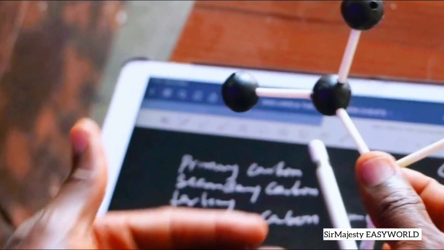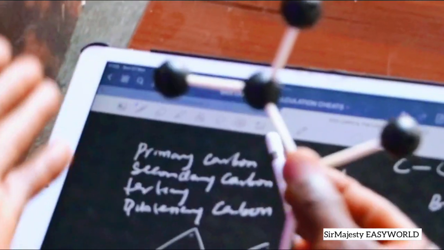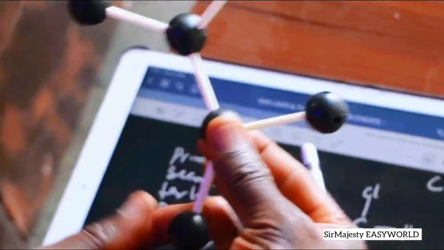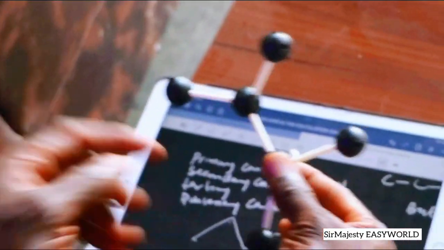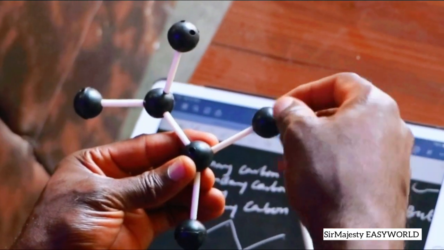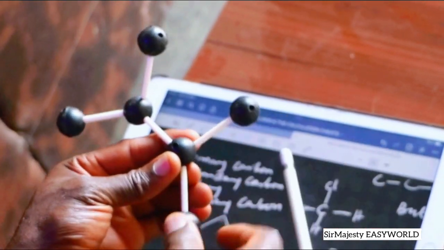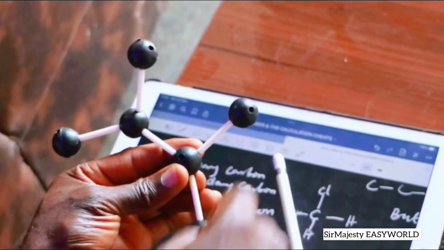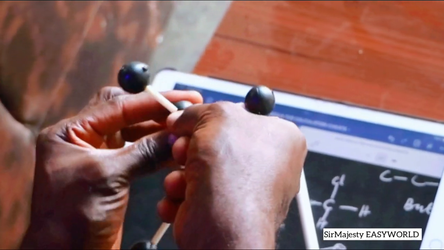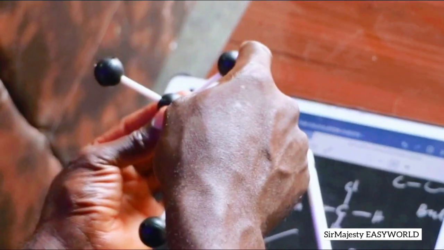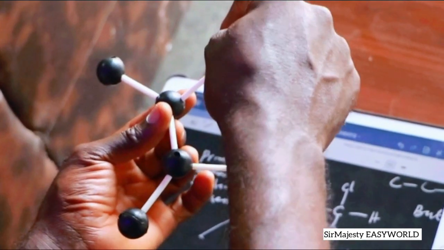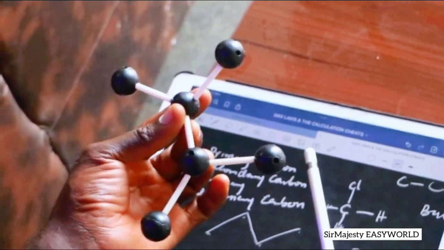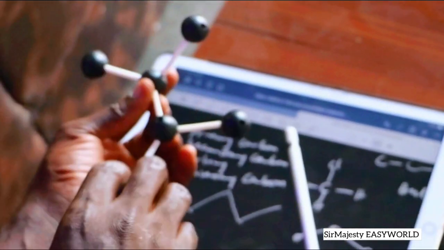So in counting the longest continuous carbon chain, you start from a primary carbon and not secondary, not tertiary, not quaternary. So here we have primary carbon. Here is a primary carbon. Here is a primary carbon, this one here, but this is tertiary because it's attached to 1, 2, 3. But this one is also tertiary, 1, 2, 3. But this one is primary carbon. So we have about 4 primary carbons here, which are 1, 2, 3, and 4.